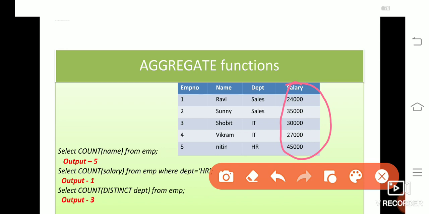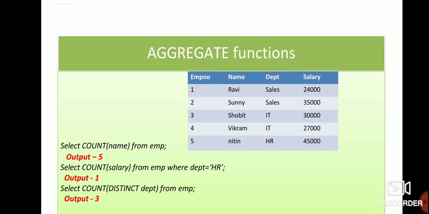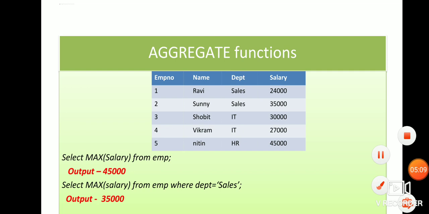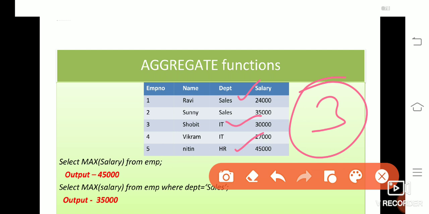Okay, if I want to give some condition, like SELECT COUNT(salary) FROM employee WHERE department = 'HR'. How many HR departments are mentioned? Only one. So one will be the output. Next is SELECT COUNT(DISTINCT department) FROM employee. How many distinct departments are there? Distinct means unique departments. First one is sales, second one is IT, and third is HR. So we have only three distinct departments.